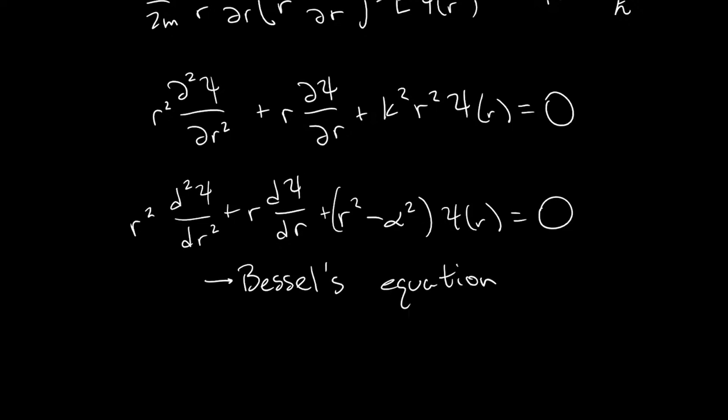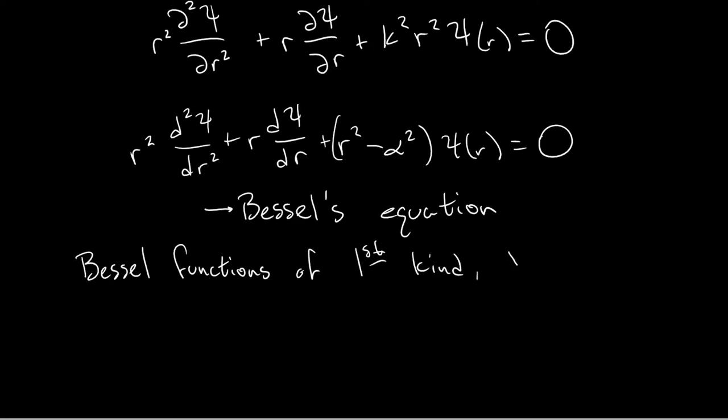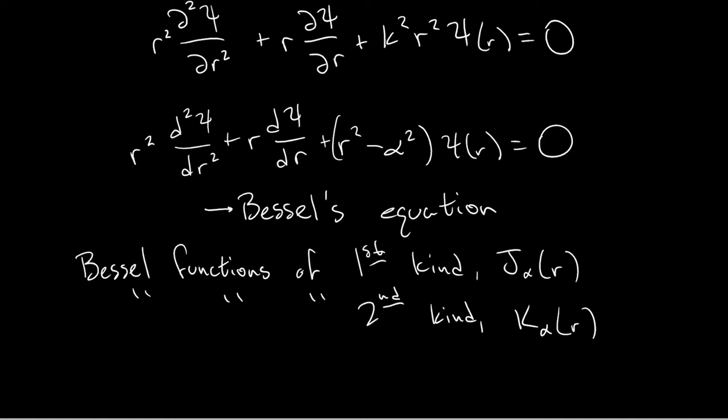And its solutions, I'll just tell you, it has two main solutions: the Bessel functions of the first kind, which are going to be J alpha of r, and the Bessel functions of the second kind, which are Y alpha of r. The main difference between these being that these are regular at r equals zero, and these diverge at r equals zero.